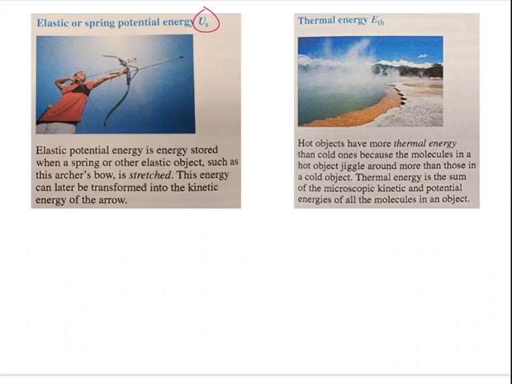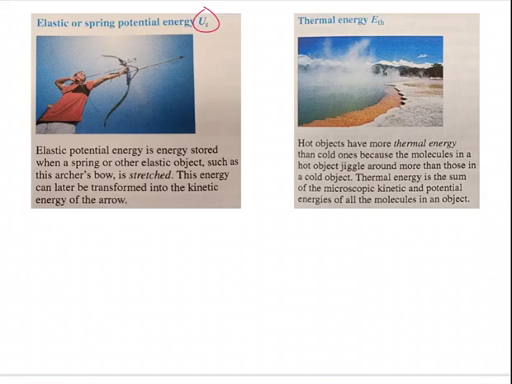So we let go of that spring on the bow, or we let go of the rubber band, or whatever, and now that is converted into some sort of kinetic energy. In this case, in the picture, the arrow would be flying through the air. So we transfer that energy over to the arrow flying through the air.